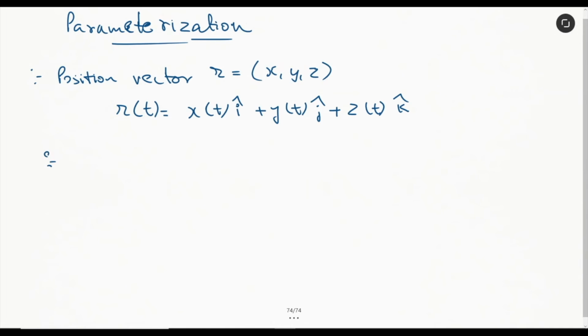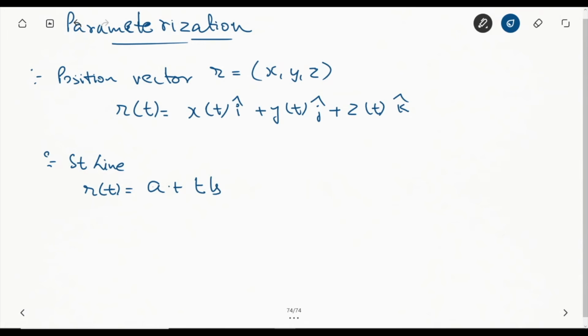And now if we have a straight line, there can be other relations also for the curve, but let's say for the curve being a straight line, then we can write R of T as A plus T times B. So in this case, component wise this can be distributed as A1 plus T B1, A2 plus T B2 and A3 plus T times B3.